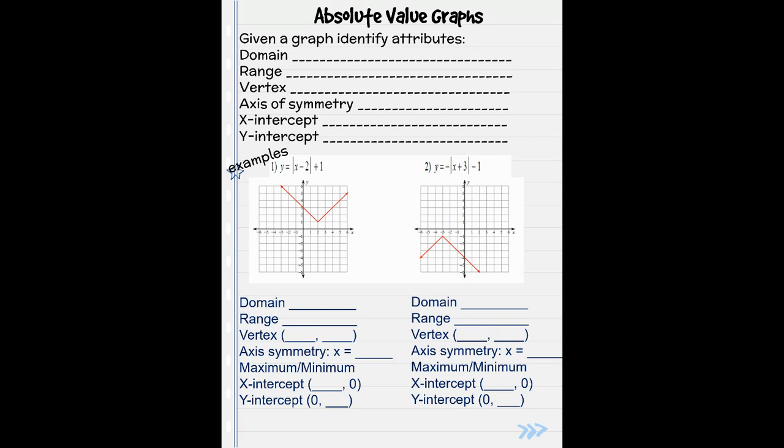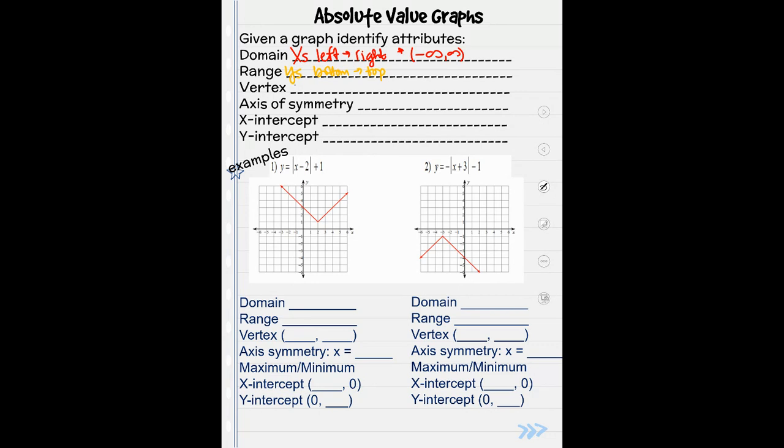So remember our domain is our x's from left to right. And here is a hint. On our absolute value, our domain is always negative infinity to positive infinity. Range, remember, is our y's from bottom to top. And this one's going to be different depending on where our graph is.